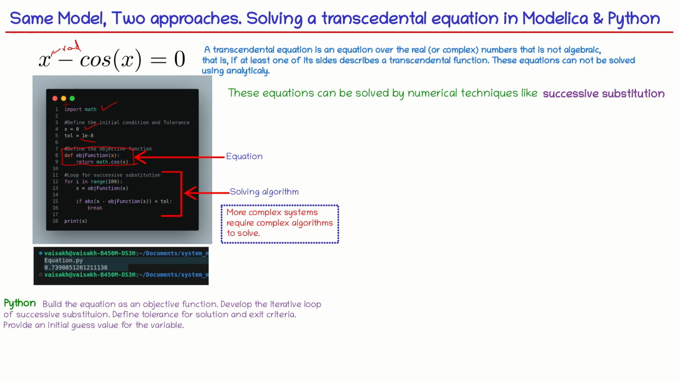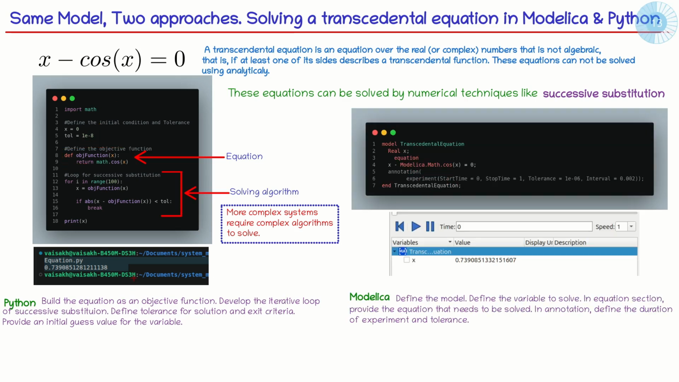But the key understanding that we need to take here is that the process of defining the equation and the process of solving that equation are two different processes in a typical programming language like Python. Now let's see how this is done in Modelica.